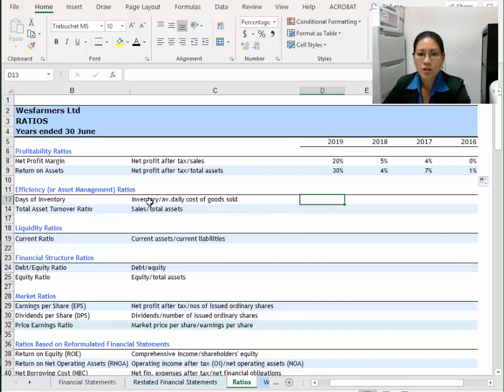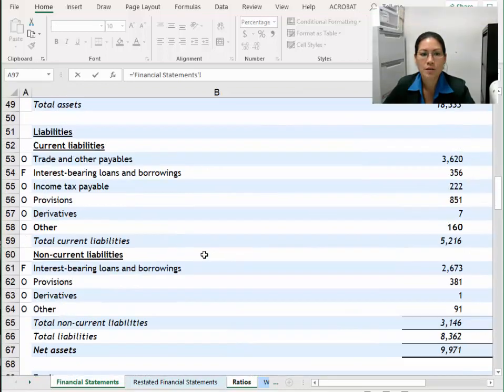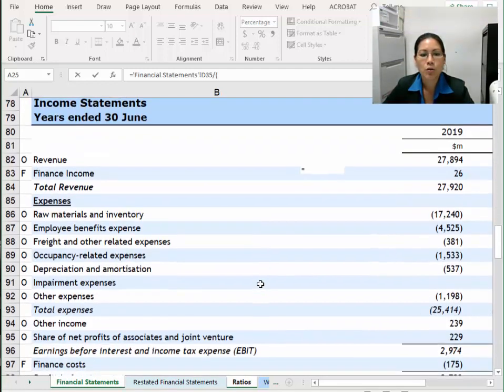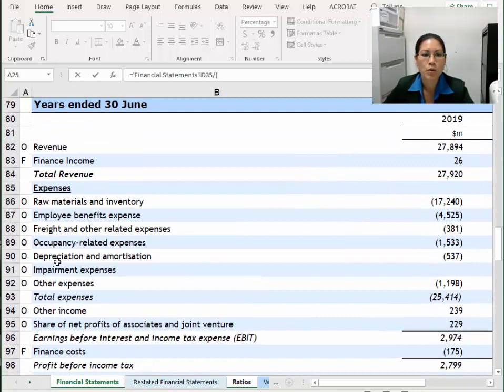So let's go and do it for Wesfarmers. Going to equals inventory divided by the average daily cost of goods sold. So inventory is straight on my balance sheet under current assets. So here it is, inventories divided by, open bracket, because we have to do the average daily of cost of goods sold. I'm going to go and look for cost of goods sold under my expenses. Now, Wesfarmers doesn't call it cost of goods sold. There are a number of different names that your companies can call inventory when it's been transferred to the income statement. Common ones are raw materials and inventory, which is what Wesfarmers has done.